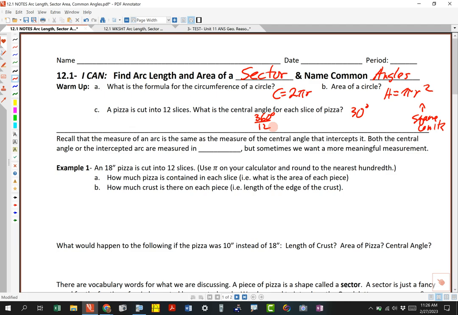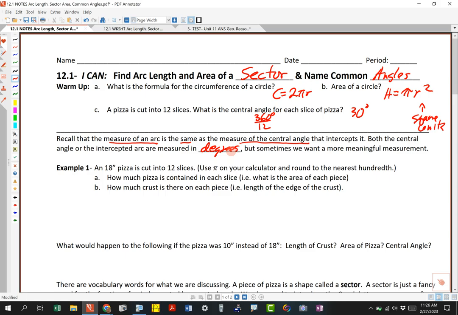Here's the deal. Remember that the measure of an arc is exactly the same as the measure of the central angle. Not if it's inscribed, not if it's outside, but if it's a central angle, then it's exactly the same as the measure of the arc. That's going to be important because we're going to change the way we measure some things. Both the central angle and the intercepted arc are in degrees usually. So let's write degrees.